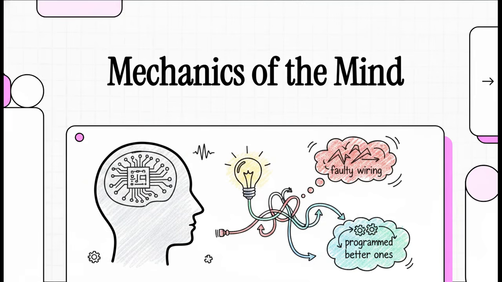Okay, let's dive into this. Today, we're exploring a seriously fascinating explainer on a psychological framework that basically treats our minds like highly complex operating systems. We're going to unpack cognitive and behavior therapies, and we'll specifically zero in on how these clinical approaches identify the faulty wiring in our everyday habits and thoughts, and then systematically program much better ones.